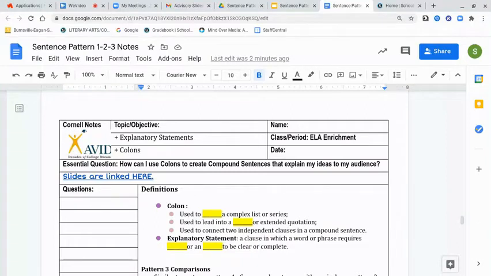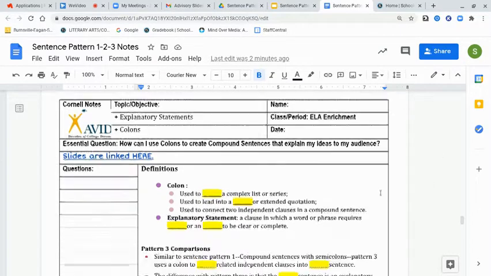Today's sentence pattern 3. Your topics are explanatory statements and colons. Your essential question is, how can I use colons, as in the piece of punctuation, to create compound sentences that explain my ideas to my audience?